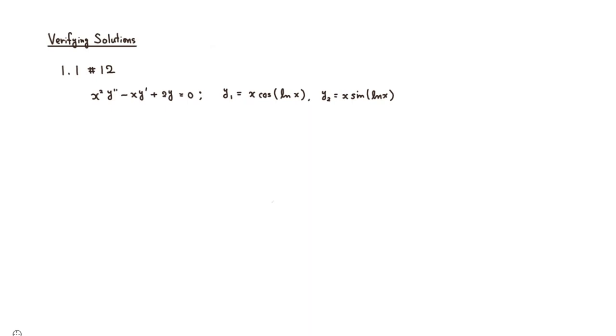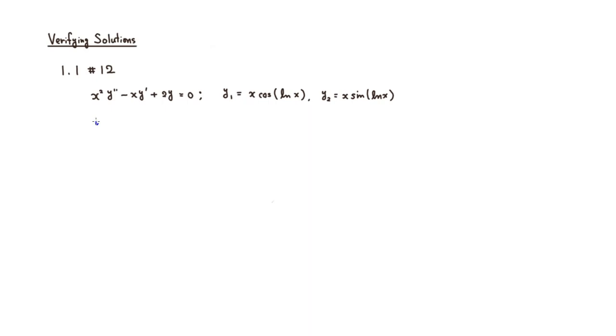x squared y double prime minus x times y prime plus 2y equals 0. Let's verify the first solution, y1, and y2 is going to be very similar, so I'm just going to do y1. Let's verify that y1, which is x times cosine of natural log of x, is actually a solution of this given differential equation. Since we need the first derivative and the second derivative, let's find the first derivative first.